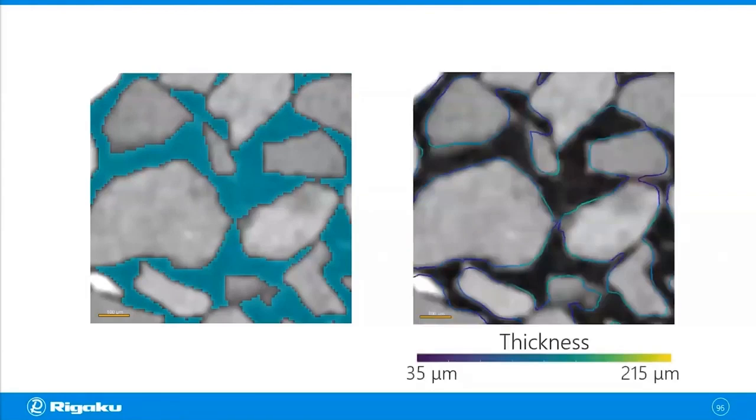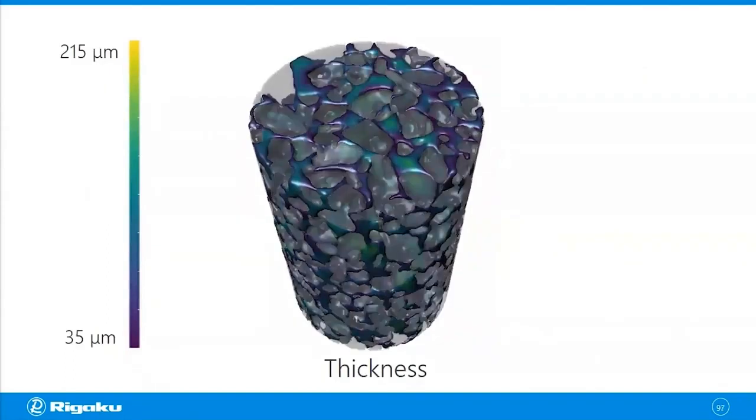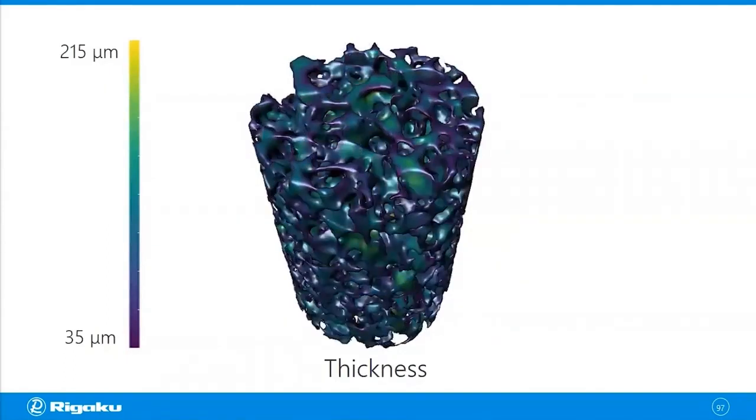Or you can measure the thickness of the void space to identify large void space, like this one is over 200 microns, or narrow spaces, maybe this one is 30 to 50 microns. Now, this is just a tiny patch we're looking at in 2D, but you can visualize this in 3D for an entire core and remove the grains to see the void space color-coded for the size.